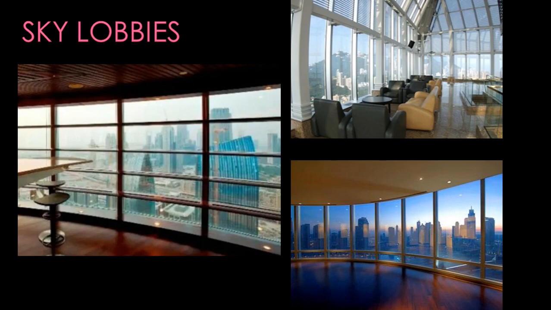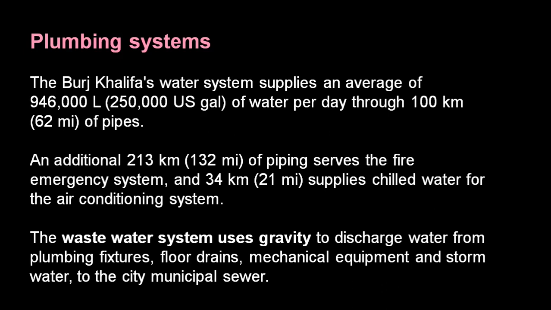Burj Khalifa's plumbing system. Burj Khalifa's water system supplies an average of 946,000 liters of water per day through 100 kilometers of pipe. Additionally, 213 kilometers of piping serves the fire emergency system and 34 kilometers supplies the chilled water for the air conditioning system. And the wastewater system uses gravity to discharge water from plumbing fixtures, floor drains, mechanical equipment and storm waters to the city municipal sewers.